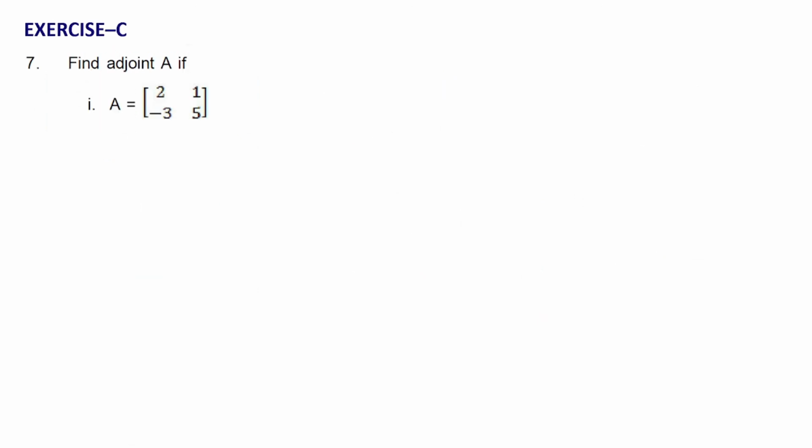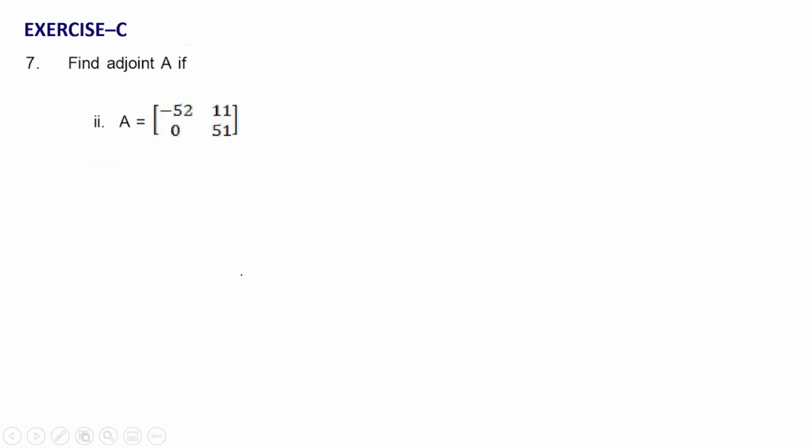Now moving on, the next question: find adjoint of A if A is equal to 2, 1, minus 3, 5. So when we have a 2 by 2 matrix, the adjoint can be easily calculated. We just have to interchange the diagonal elements and change the sign of the other elements. So adjoint of A is equal to, interchange the diagonal elements, change the sign of the other elements. So it is 5, minus 1, 3, 2.